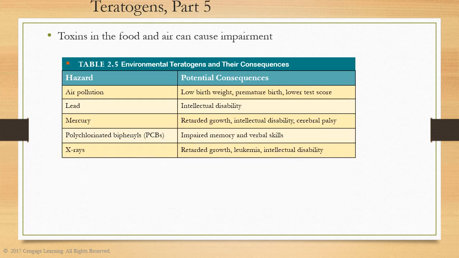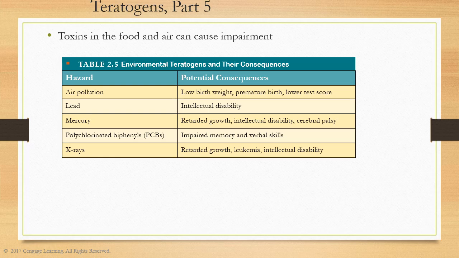So now let's look at the environment. What environmental factors, teratogens, can affect prenatal development? We're going to look at toxins in the food and air that can cause an impairment. This table shows the hazard on the left and the potential consequences on the right for the child when they're born.